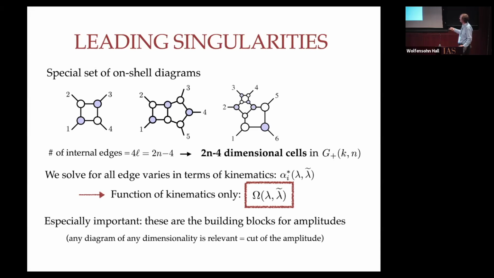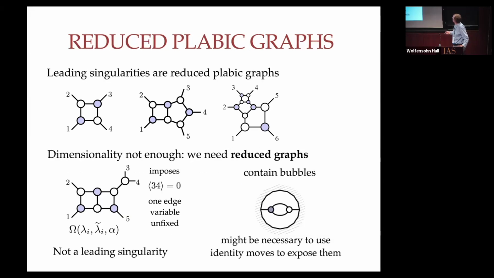And these are the diagrams which are important as the building blocks for tree-level amplitudes. But they also serve as the leading singularities, or maximal codimension cuts, of loop amplitudes. So this is a very special set. Now, it's not enough just to say that the cell or the graph must be 2n minus 4 dimensional. It also must be reduced. So it cannot have any internal bubble. So here is an example: these are all reduced diagrams. These are all leading singularities, but this one is not.